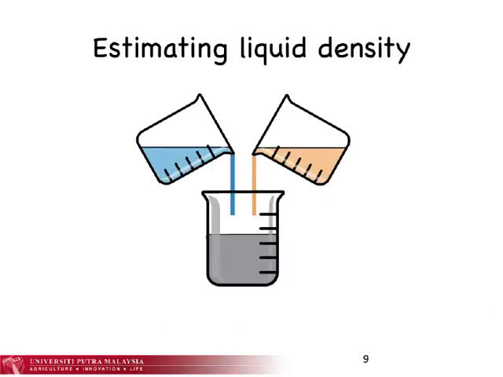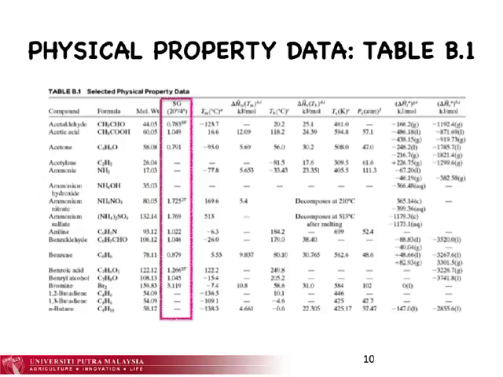Since engineers are going to deal with various liquid mixtures, how would you actually estimate the liquid density of two different liquids with two different densities? We are going to explore this problem in this module. Table B1 in our textbook shows physical property data of various substances or chemical species available. The density of the chemical species can be determined based on the SG value shown here.